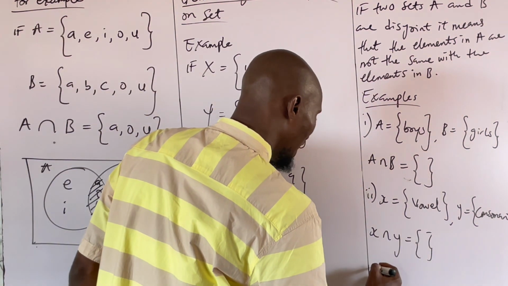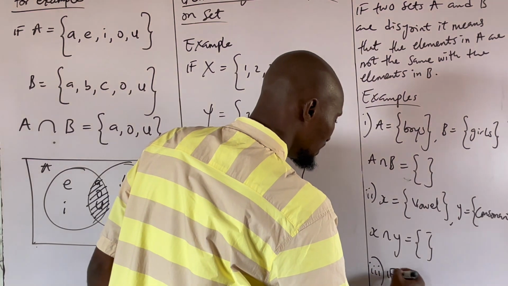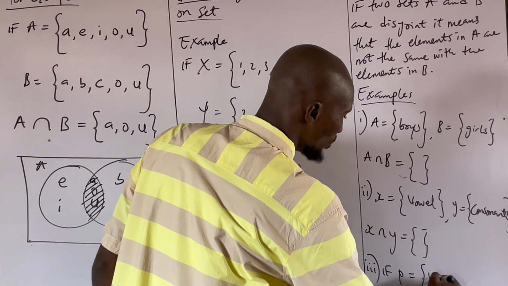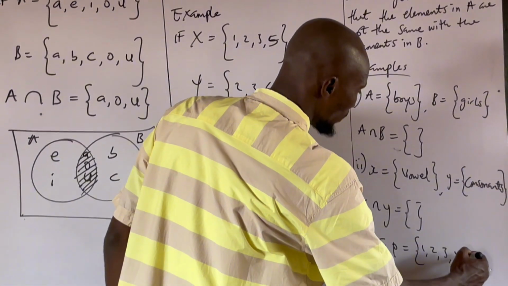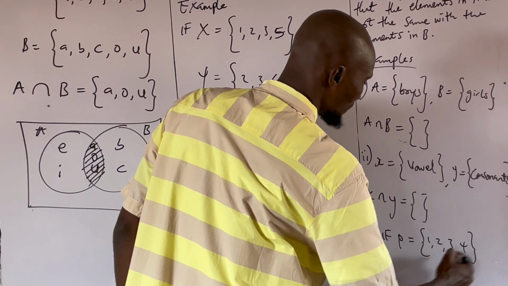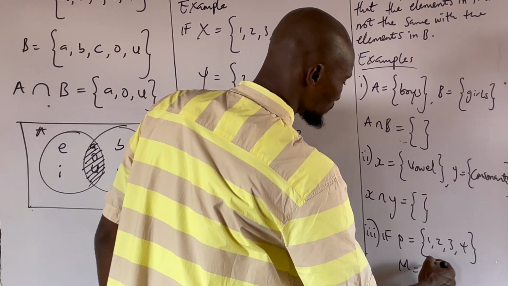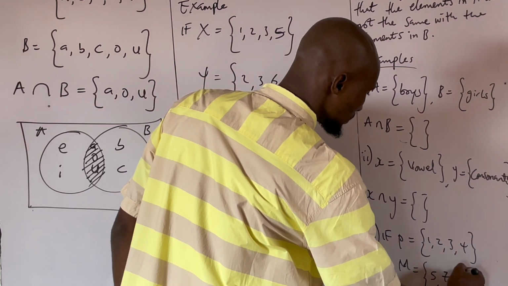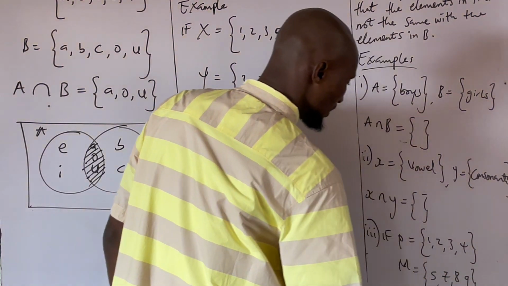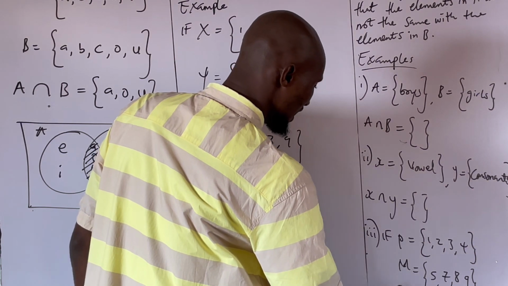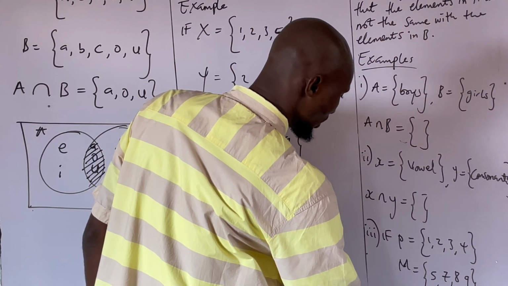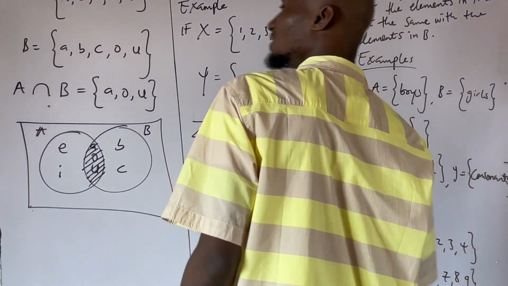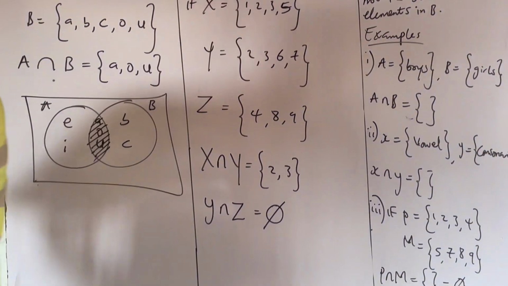Last but not the least, when you have something like this, if P is equal to 1, 2, 3, 4, and M is equal to 5, 7, 8, 9. P intersect M is disjoint, is empty, is also equal to this. Did you get that? What is that on disjoint set?